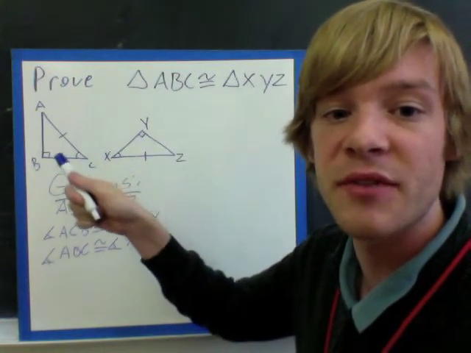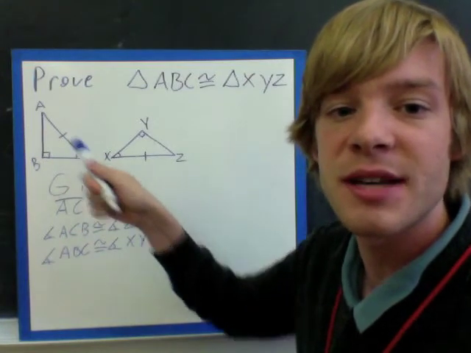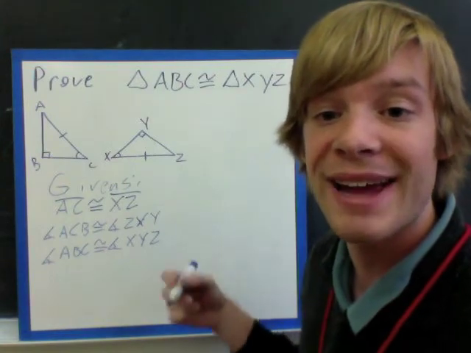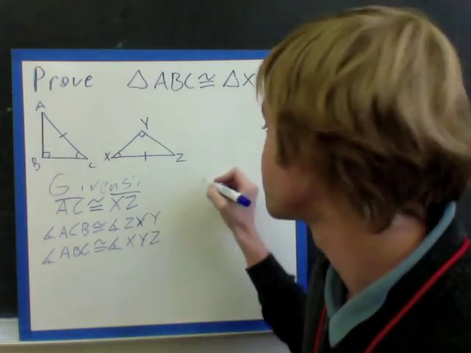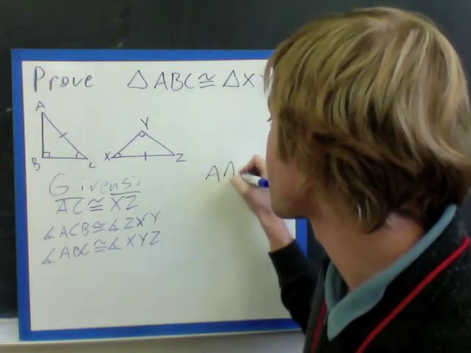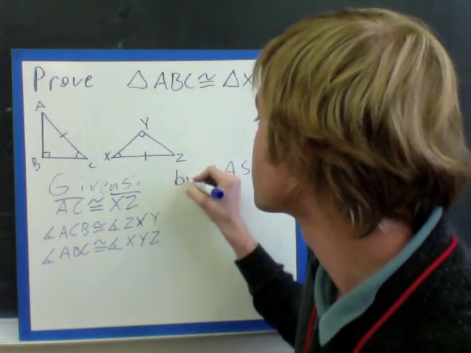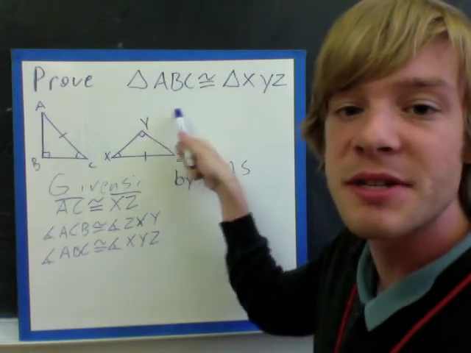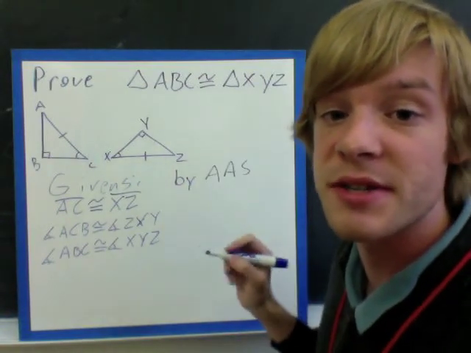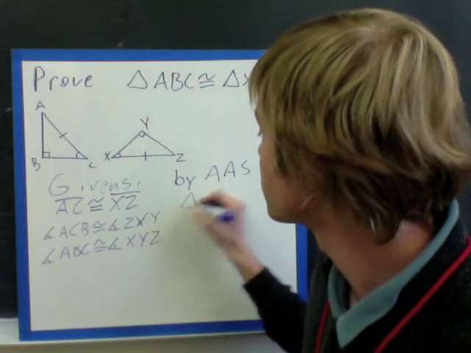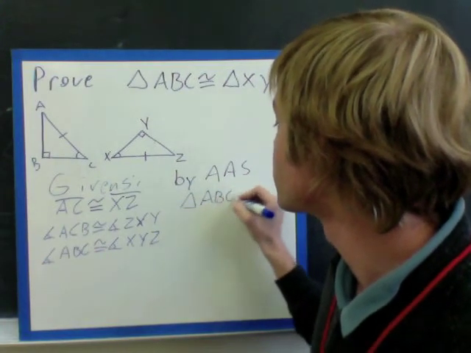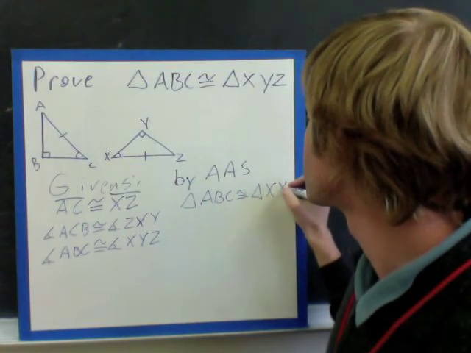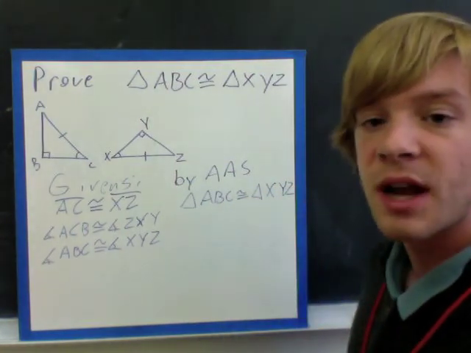And same thing over here. I've got angle, angle, side. The side is not in between the two angles, so we're going to use our angle, angle, side rule. So we're using angle, angle, side, and we're going to say triangle ABC is congruent to triangle XYZ. And that's it. We're done.